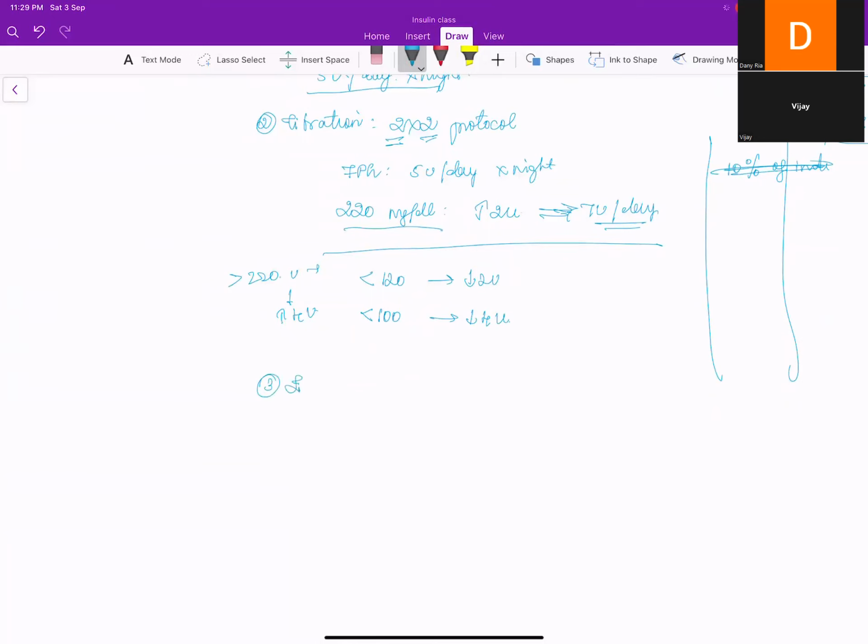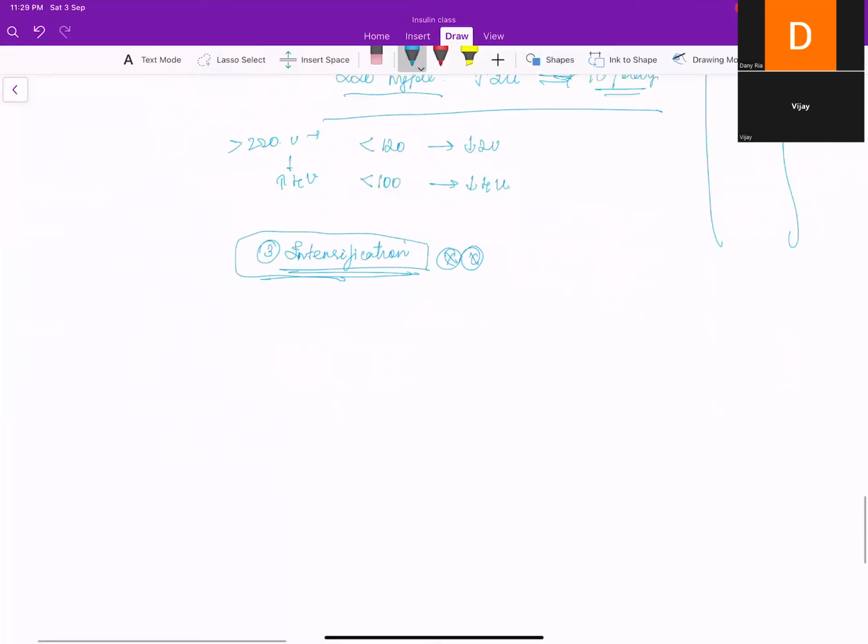Third step is the most important thing: intensification. You have to titrate it till the sugar comes to the target. Once the sugar comes to the target, you need not titrate it again. But the most important step is intensification. It should be done at the end of 3 months. So always remember the time period of 3 months. The efficacy should be assessed at 3 months. Intensification of insulin should be done at 3 months. So what is this intensification?